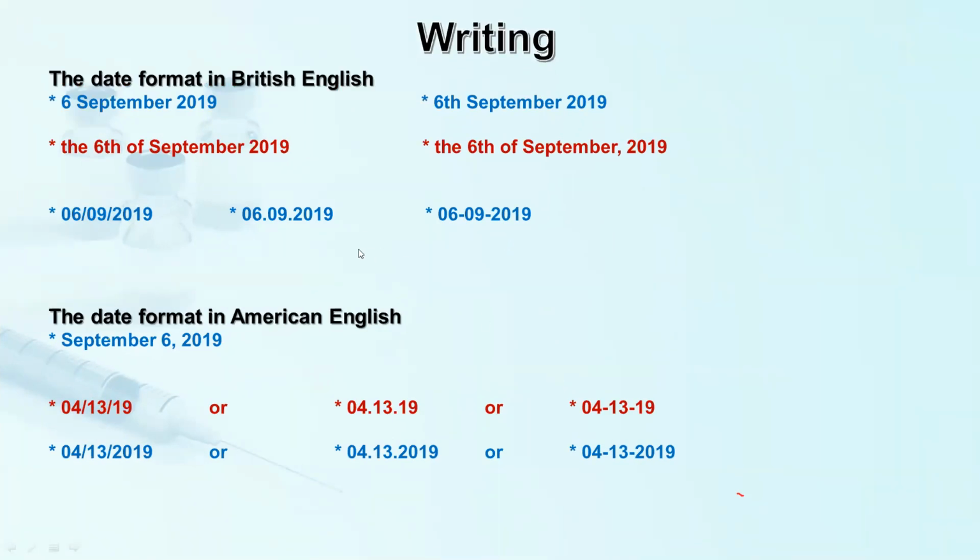Okay, this is the comparison between the date format in British English and date format in American English in one slide. Simply, you can use this one, 6th September 2019, in full text, or this one in numeric style. And this one for American English, September 6, 2019, and in the numeric style, April 13, 2019.